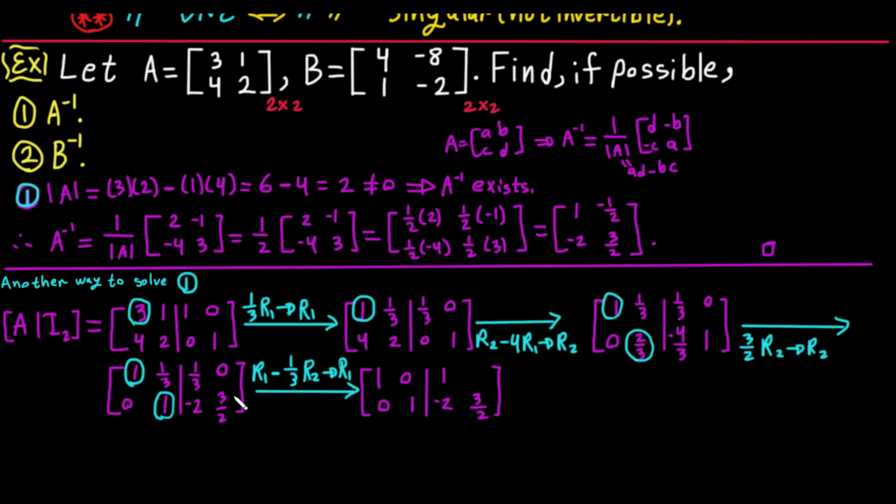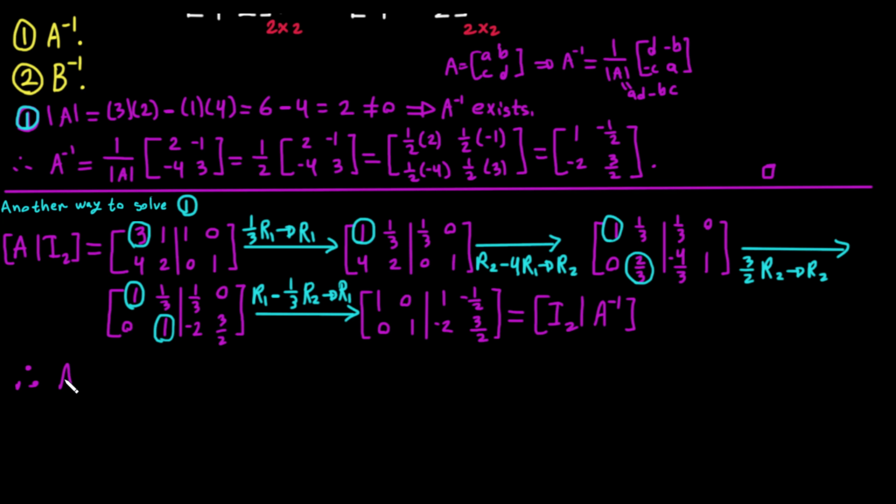0 minus 1 over 3 multiplied by 3 over 2 here. So this one goes with this one, so it will be negative half. Negative half. So here we reach the identity, and here the A inverse. So finally we reach the answer.